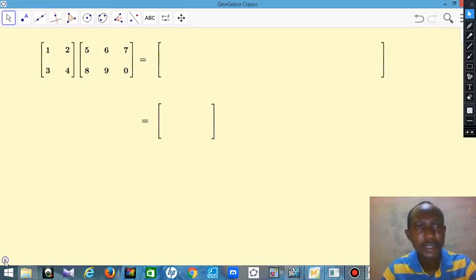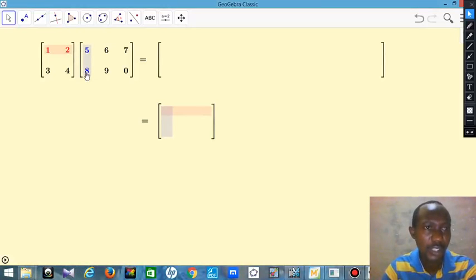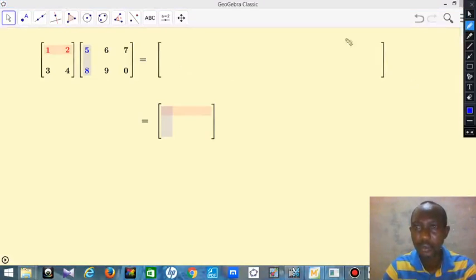So let's start. The first thing you do in your multiplication of matrices is this. You check the first row of the first matrix. You use it to multiply the first column of the second matrix. And this is how you do it. Let me get my pen so that I will follow very well. You can see the system highlights the first row as red. The first column of the second matrix, you highlight it as blue.